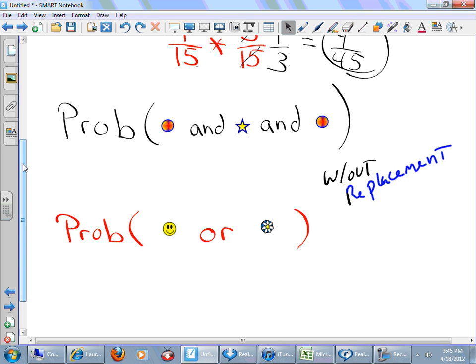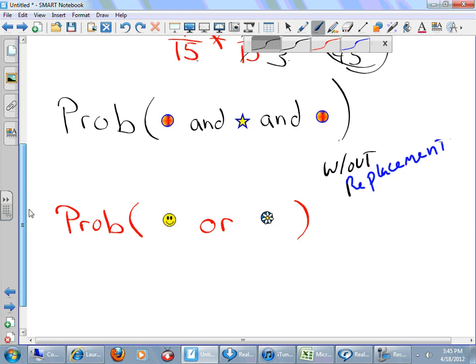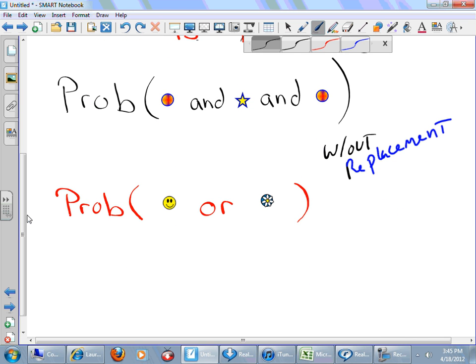This is without replacement. So I'm going to come up here and see the probability of getting a rainbow jelly bean. From the last problem, I know it's 5 out of 15, which I know for a fact is going to simplify to 1/3. Oh, silly goose.